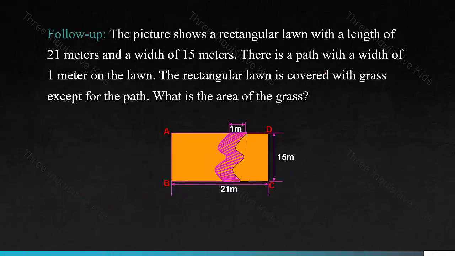The picture shows a rectangular lawn with a length of 21 meters and a width of 15 meters. There is a path with a width of 1 meter on the lawn. The rectangular lawn is covered with grass except for the path. What is the area of the grass? So how can you use translation to help you? In this problem, all you had to do was move the orange part on the right to cover up the path, and then you can later multiply to get the area of this new orange rectangle, and then that's your answer.